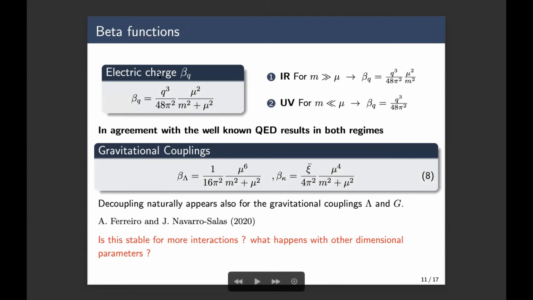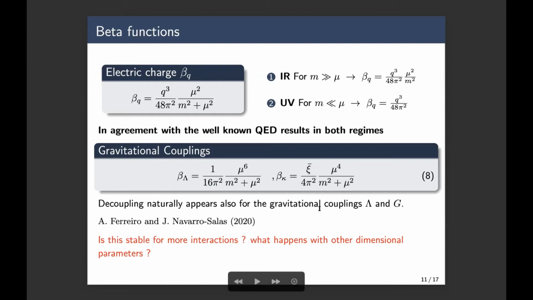So for example, for the electric charge, we get the following beta function. And this very nice result of the beta function shows both regimes. The infrared regime, when the mass is much bigger than the mu parameter, and we obtain the decoupling property. So when m is much bigger than mu, this beta function goes to 0. And we recover also the ultraviolet regime stated by dimensional regularization with minimal subtraction, recovering the same beta function as minimal subtraction. This is very nice because we get both regimes, but moreover, we can get the running of the gravitational couplings. For example, here we have the cosmological constant and the Newton gravitational constant. So we see here again that we get decoupling when the mass is much bigger than mu.